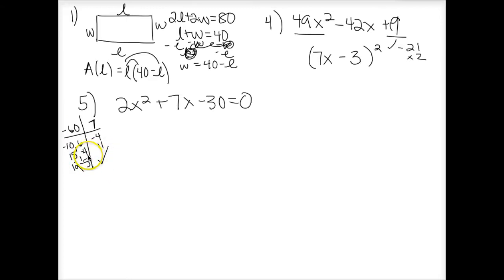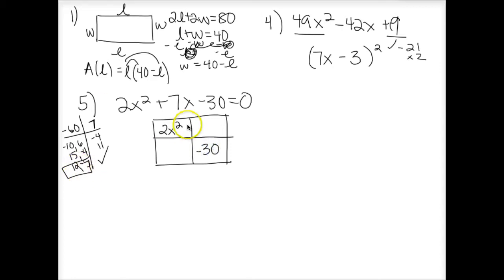So these are my lucky winners, 12 and negative 5, which means you're either splitting the middle with these two values or using the box with those two values to factor. Or you could also guess and check to factor this as well. So this always goes in the top left, this goes in the bottom right.